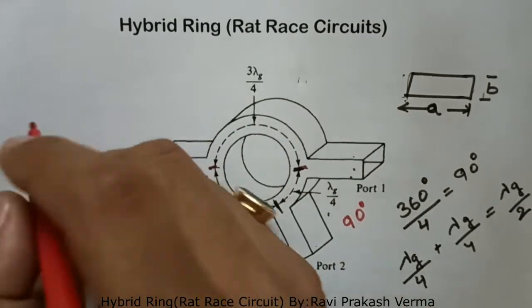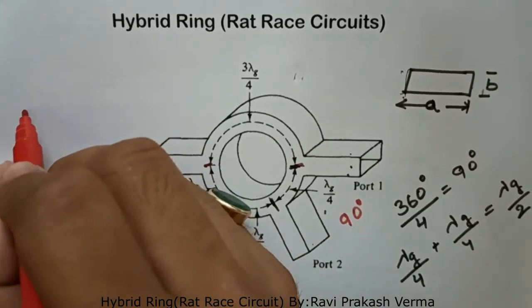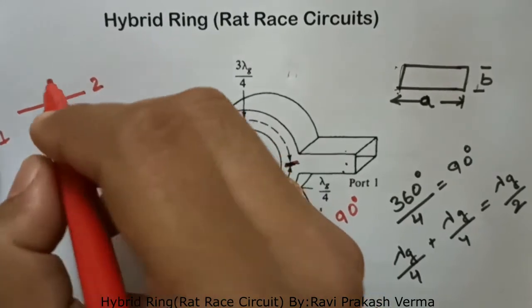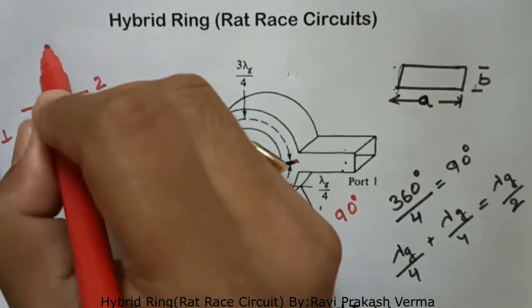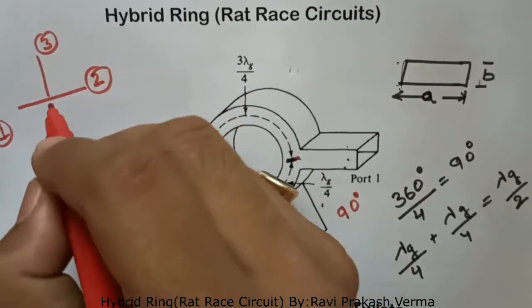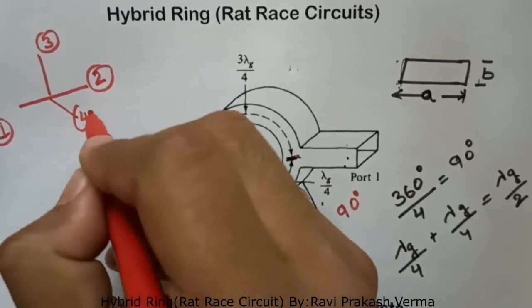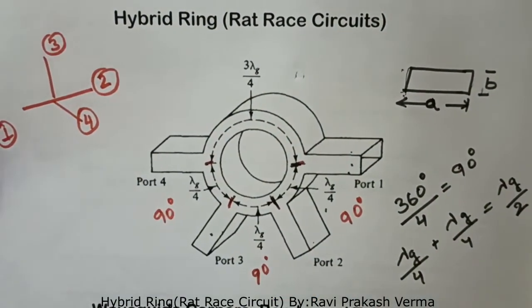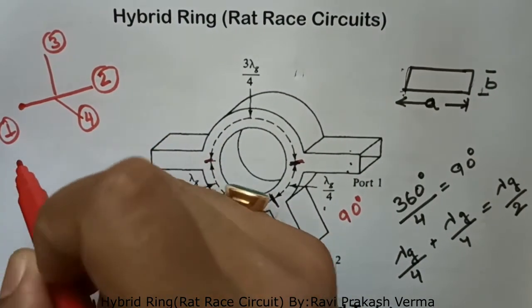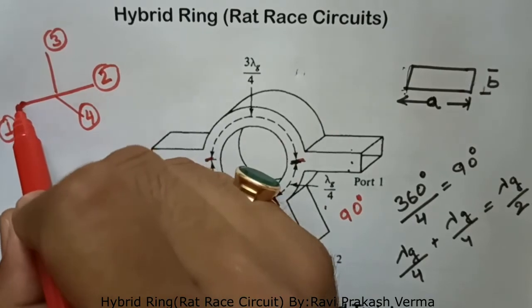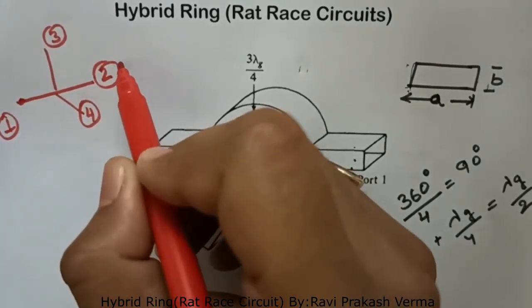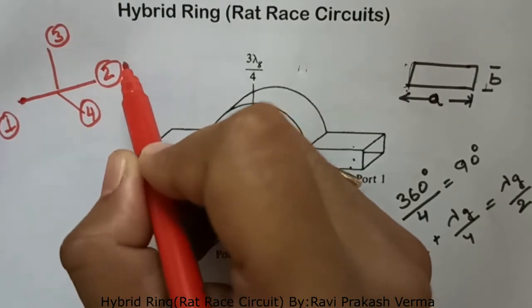Now consider the Magic T. The Magic T has 4 ports. This is port 1, port 2. This is the E side arm, represented by port 3, and port 4 is the H arm. Consider if we apply input to port 1, then we know that port 1 and port 2 are the collinear arms. Then no output, or zero output, will be obtained at port 2.